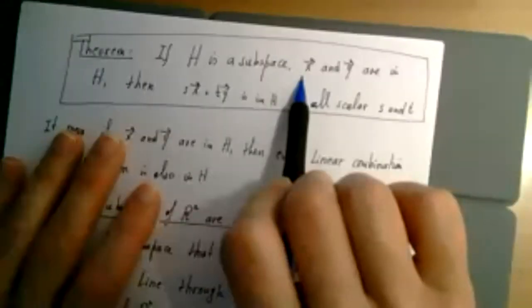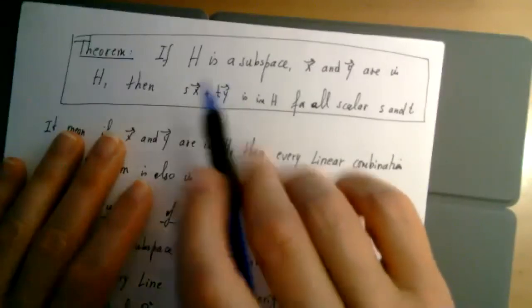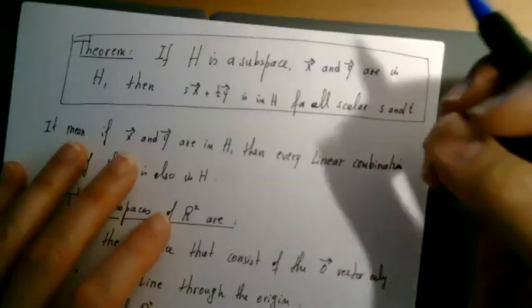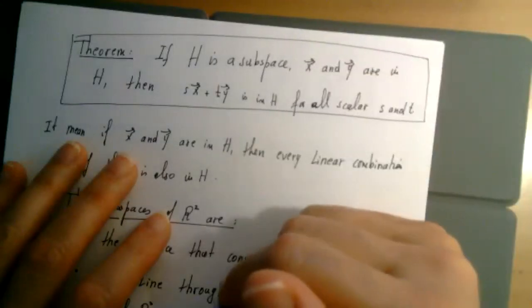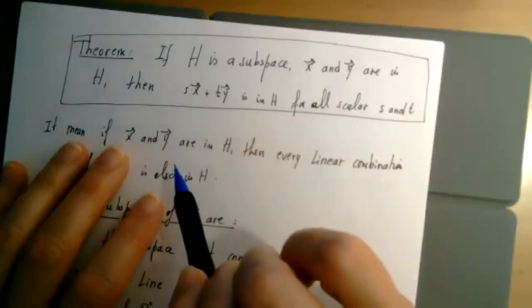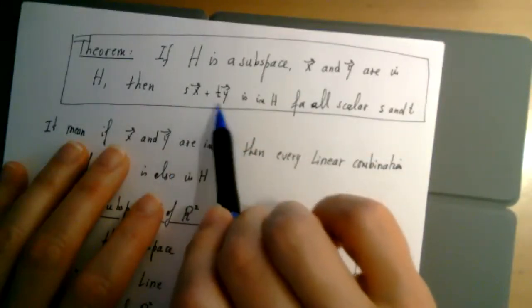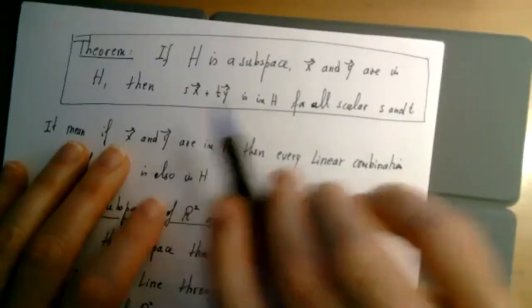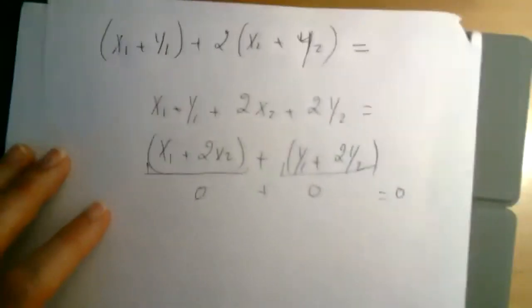If H is a subspace, it means H is a specific thing. It's a bunch of vectors that satisfy all the three properties. And if X and Y are in H, then every linear combination of them will also be in H. Is this a correct statement? Does this statement make sense?